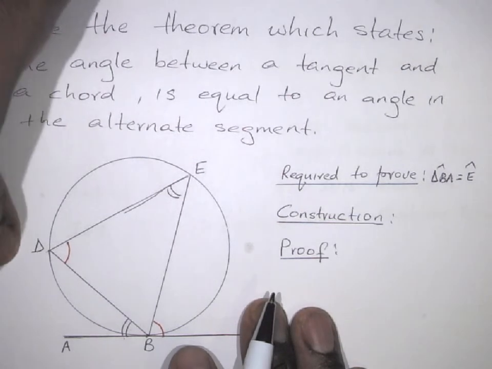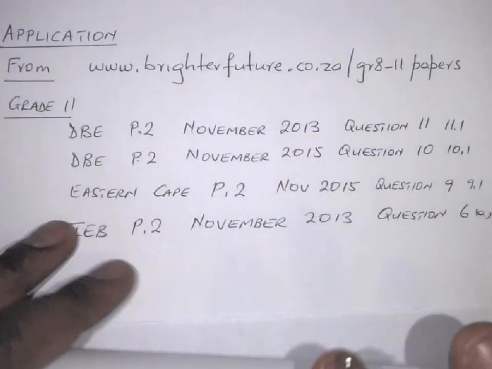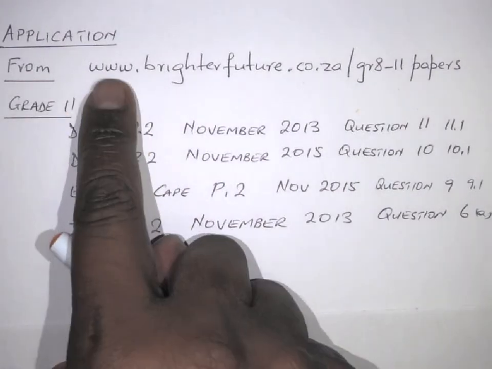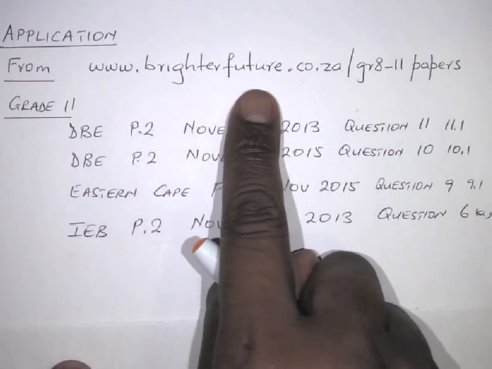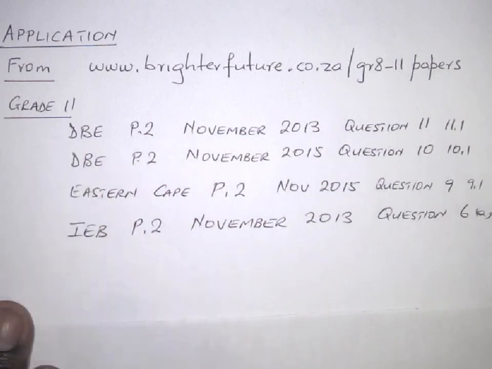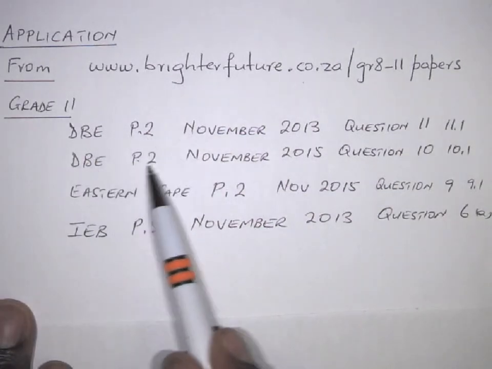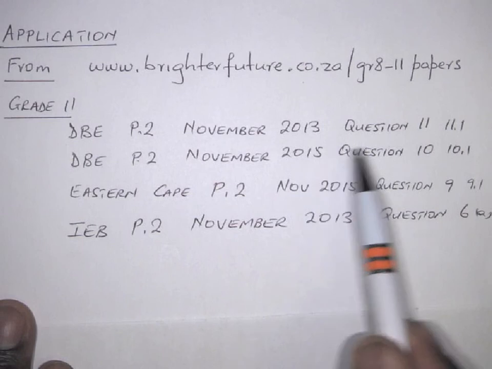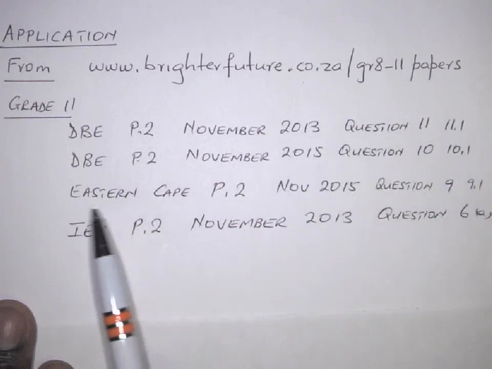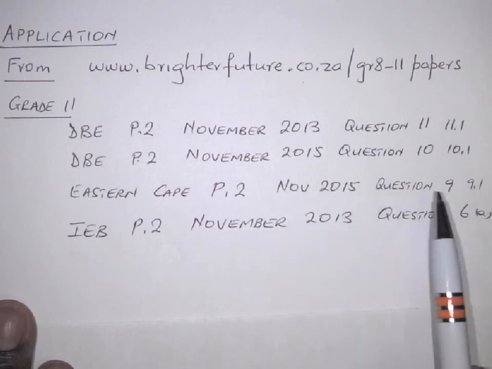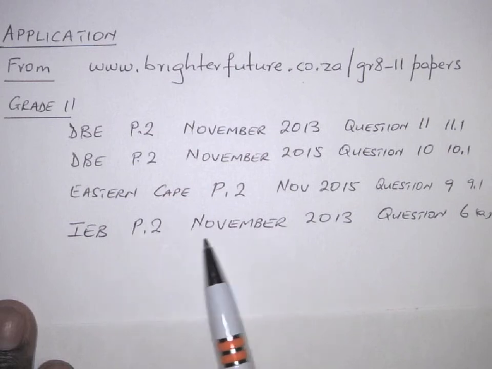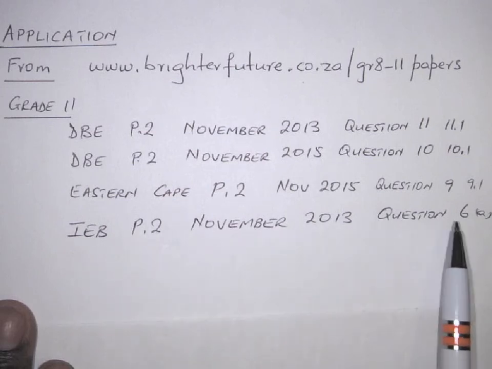But if you want to reinforce what we just did there, you can go through your website www.thebrighterfuture.co.za, grade 8 to 11 papers. The grade 11, you do DBE papers, paper 2, November 2013 and 2015. There's question 11, 11.1, question 10, 10.1. Or the Eastern Cape paper 2, November 2015, question 9, the 9.1. Or you try the IB paper 2, November 2013, question 6A.